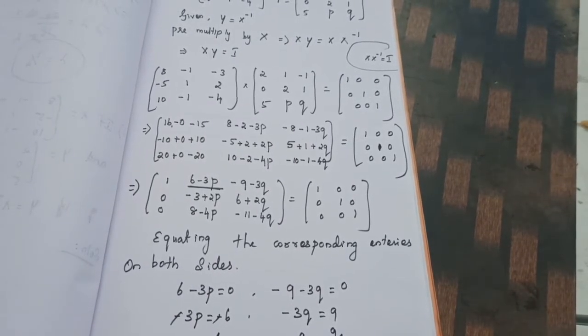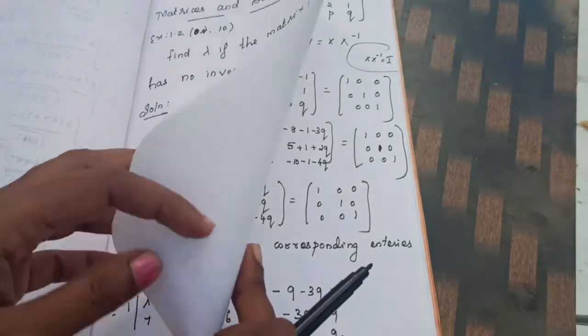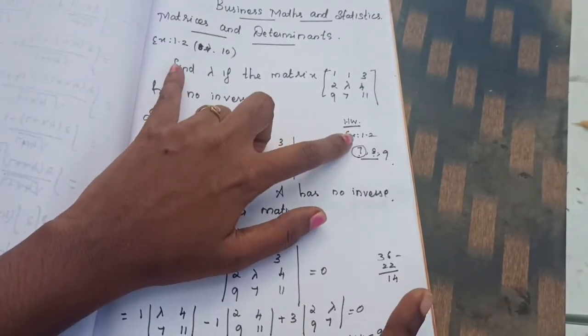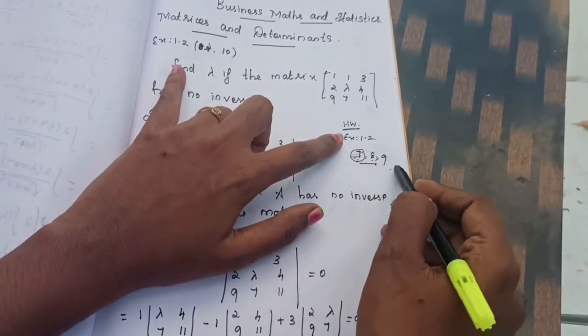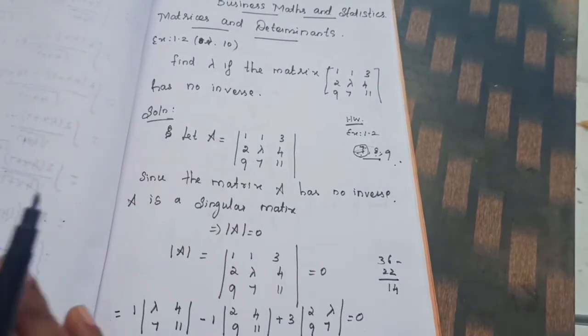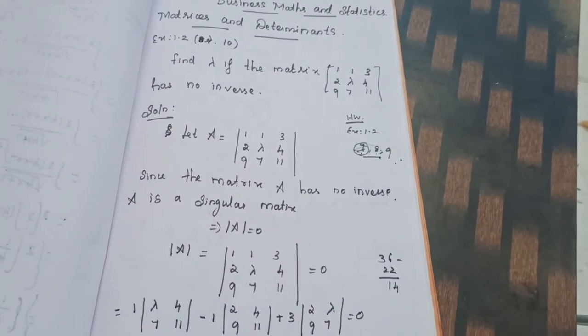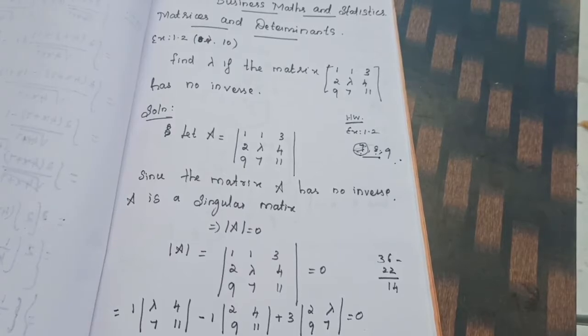So exercise 1.2 is over. Please children, I gave homework in this exercise. Problem numbers 8 and 9 are homework for you, same as the example problem. Do it now itself. Understand? So let's move to the next section of this unit.